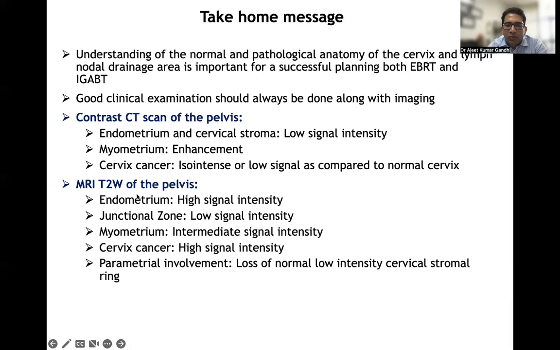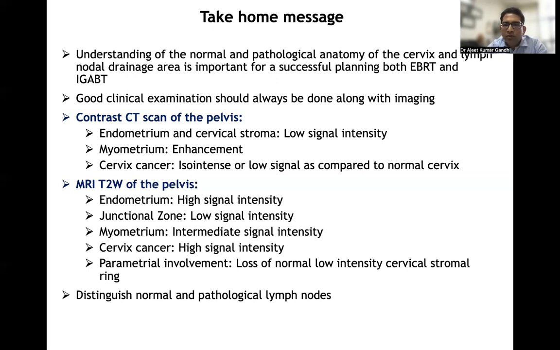In an MRI T2 weighted image of the pelvis, endometrium will show a high signal intensity, junctional zone low signal, myometrial intermediate signal, and the cervix cancer will show a high signal intensity, whereas the loss of normal low intensity cervical stromal ring implicates a parametrial involvement. And it is important to distinguish between normal and pathological lymph nodes and also understand the lymph nodal areas based on the vessel's anatomy, which would be helpful for us in future planning.